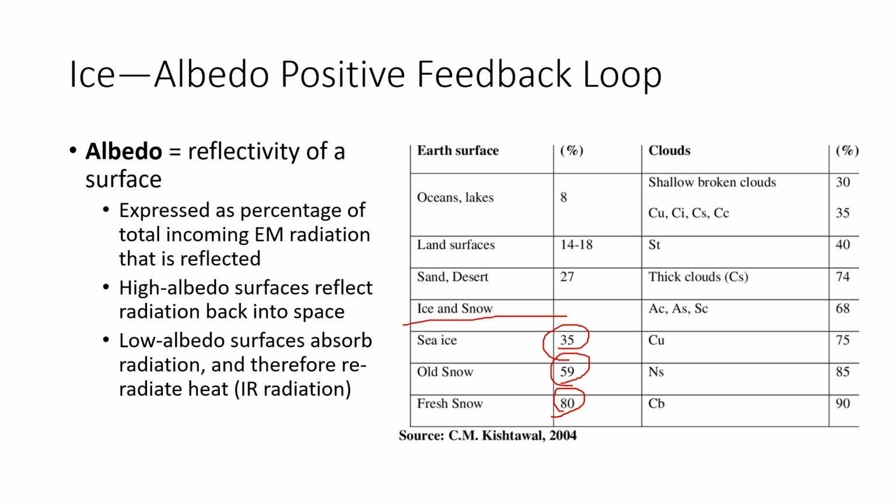So the point is that ice and snow is very reflective, whereas land surfaces like rock and even oceans are not reflective at all. Oceans and lakes, we might think about them as reflective, but they're not. They absorb 92% of the incoming solar radiation. They only reflect out 8% of it.